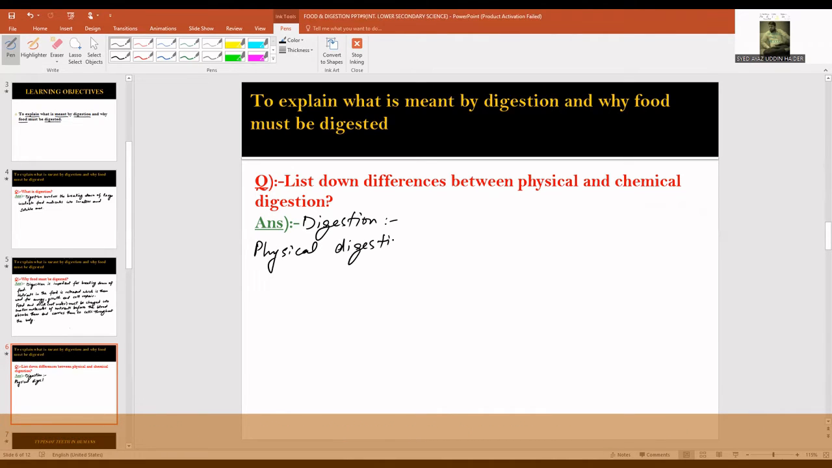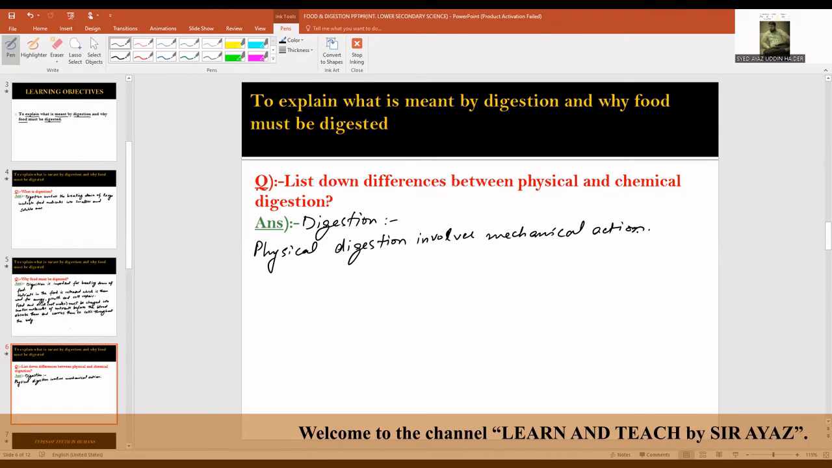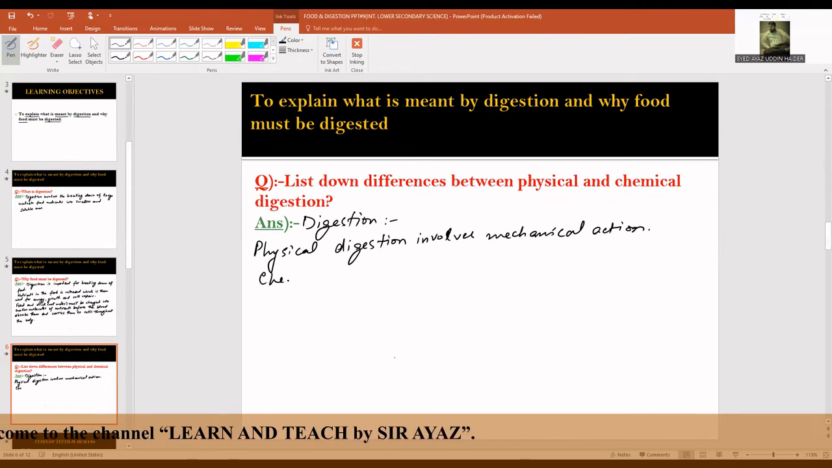Physical digestion involves mechanical action. Chemical digestion does not involve any mechanical action.